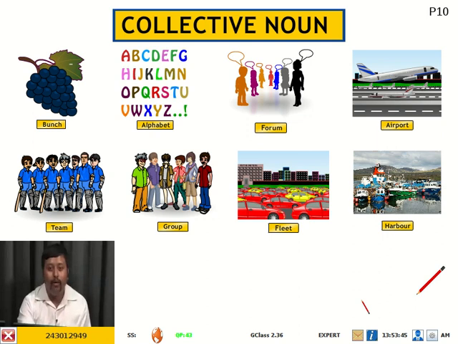These kinds of words are called what? Collective nouns. Now, what is a collective noun? Collective nouns mean when we put many things together and call it one thing, that is called a collective noun. Say for example, have you seen a bunch of keys? Everyone has seen a key ring at home with keys together. We call it what? A bunch of keys, isn't it? So many keys together, we call it a bunch of keys.